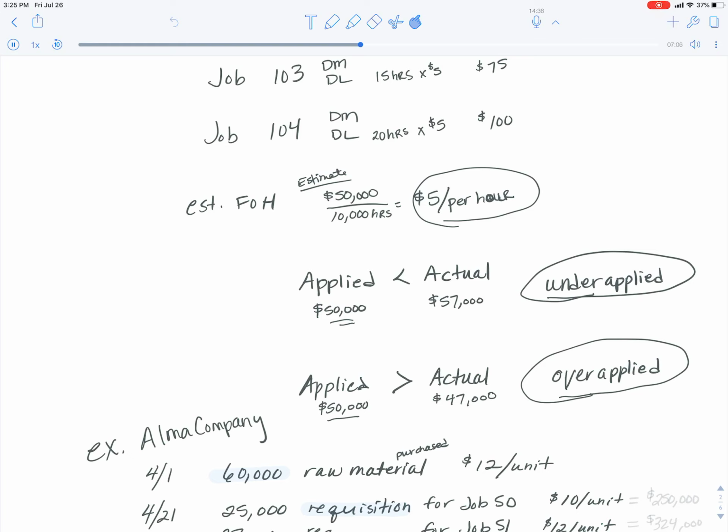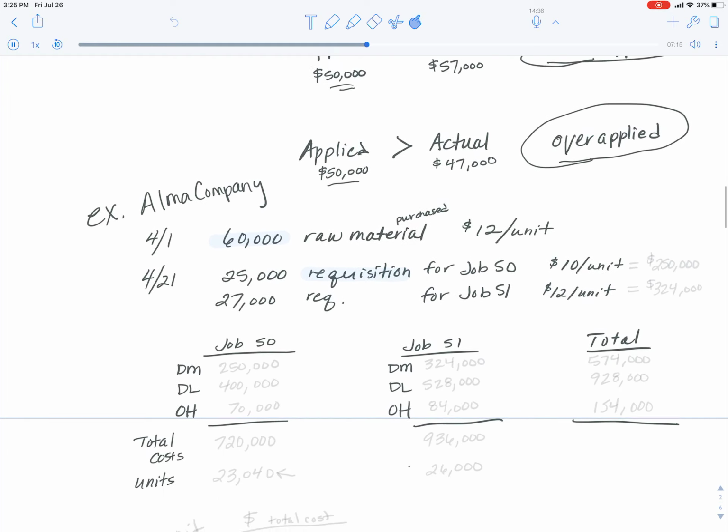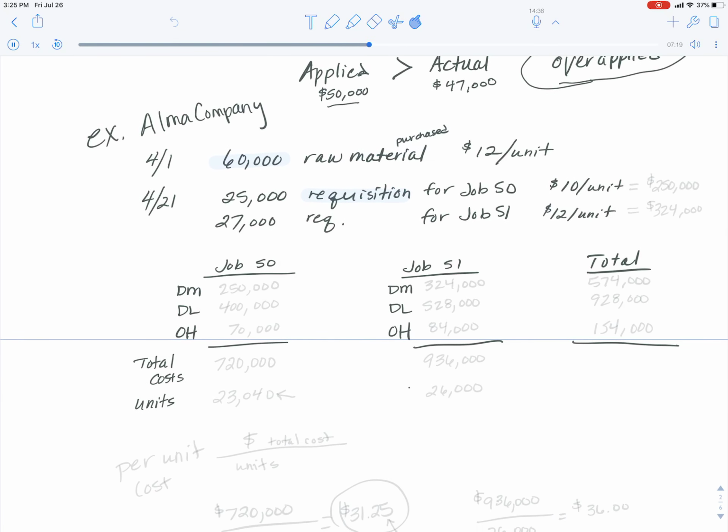So I'm going to start off with, I have Alma Company, and they've got some materials. So we've got two jobs, job 50 and job 51, and we need to determine the total cost of each of these jobs. So let's start with direct material. We have raw material, 60,000 units, was purchased at $12 a unit. So nothing has actually been pulled into a job at that point. So we need to wait until material has been requisitioned or requested into a job.